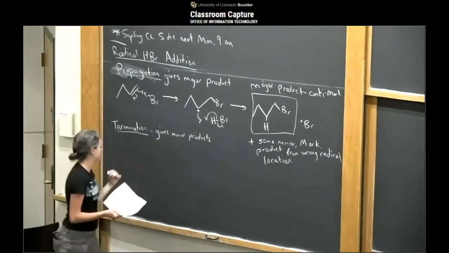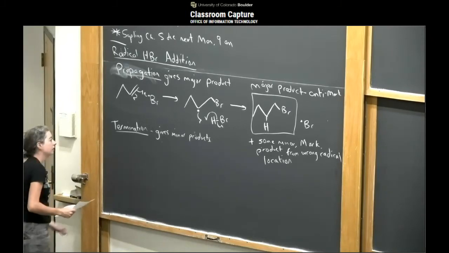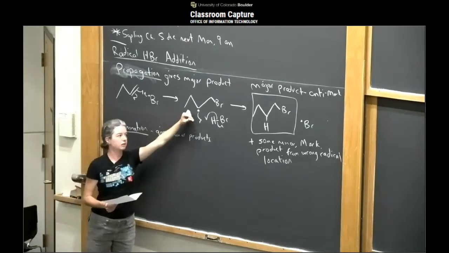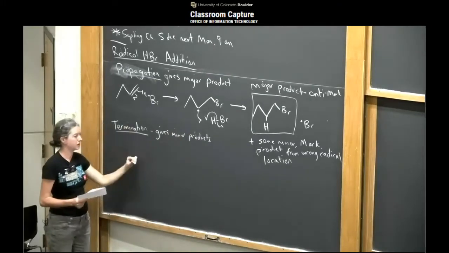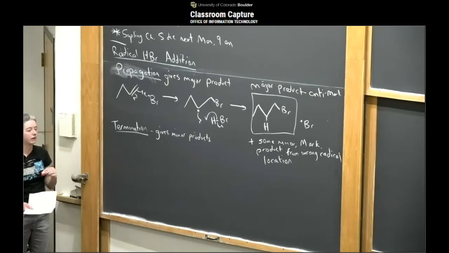Okay, so the odds of two radicals bumping into each other is always going to be lower than the odds of a radical bumping into a non-radical, so termination is only happening a small percent of the time too. Although eventually it'll win out and all your radicals will die.